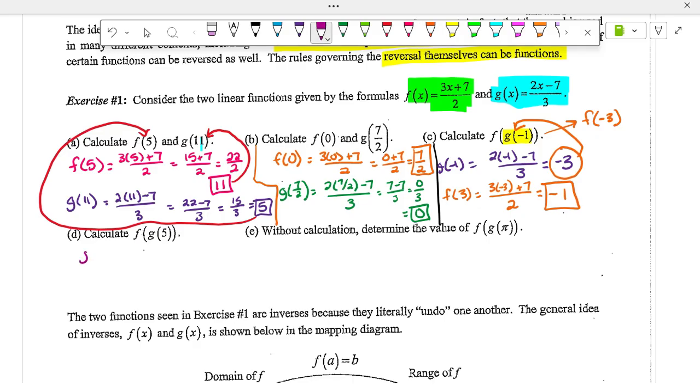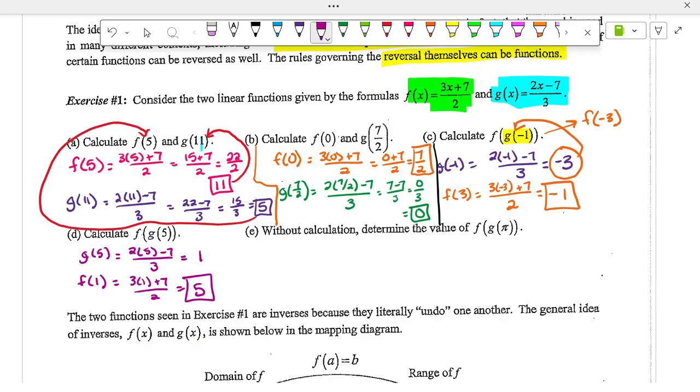So, we start with g of 5. So, 2 times 5 minus 7 over 3. That's 10 minus 7, which is 3, over 3 is 1. So then I have to calculate f of 1. So that'd be 3 times 1 plus 7 over 2. 3 times 1 is 3, plus 7 is 10. 10 divided by 2 is 5. And we did, in fact, end up with what we started with.